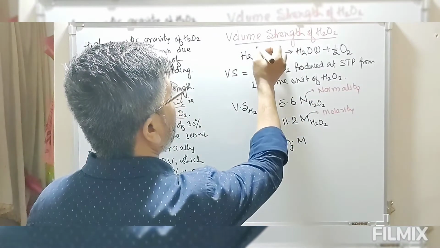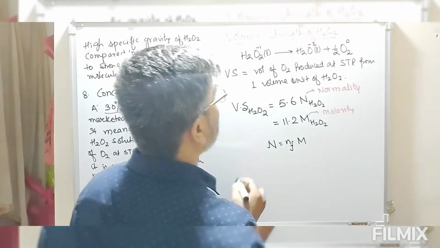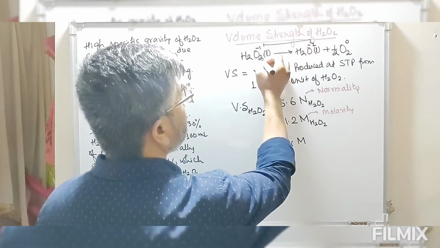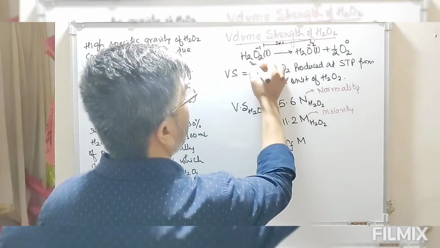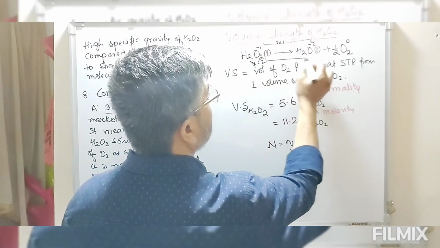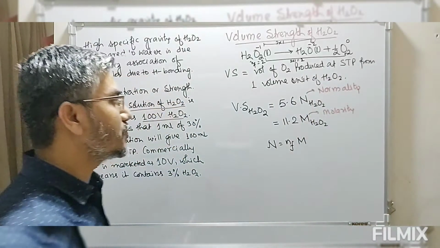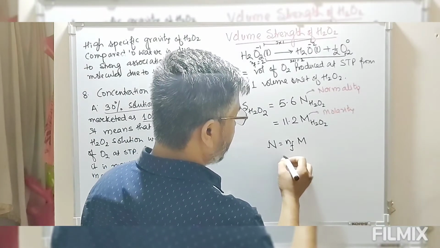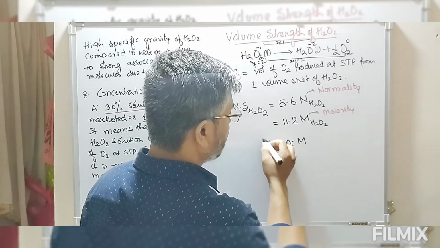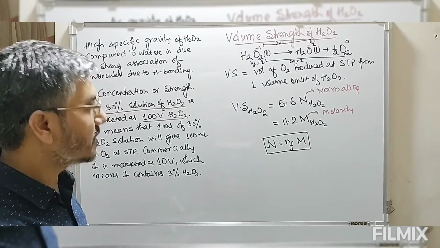For this hydrogen peroxide, according to this reaction, oxygen is changing from -1 to -2, and also -1 to 0. Each oxygen is changing from -1 to -2, a change of 1 unit. Since there are 2 oxygens, the total change is 2. So the n factor is 2. We can also take -1 to 0, which changes by 1, but for 2 oxygens the change will be 2 into 1, again 2. So the n factor is 2. Therefore, the normality of hydrogen peroxide is related to the molarity by this ratio. This is what we call the volume strength.